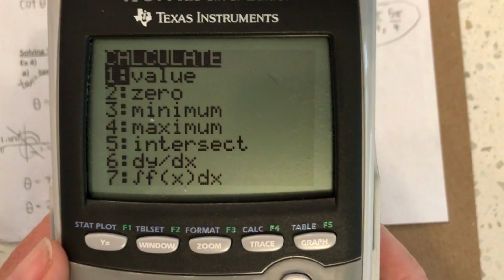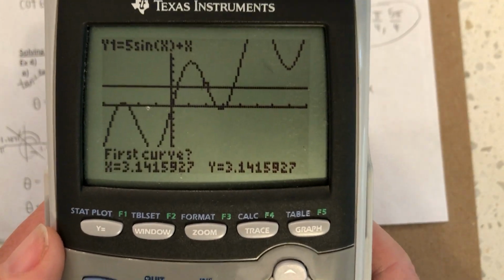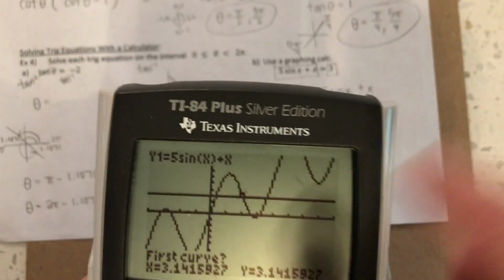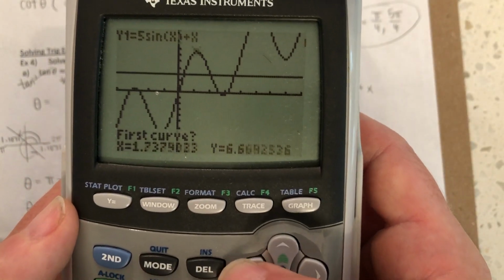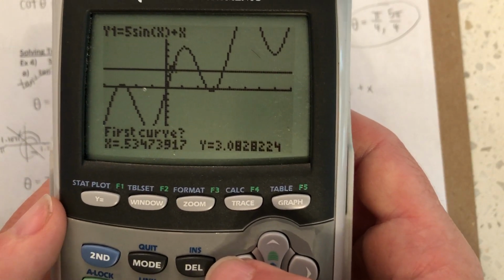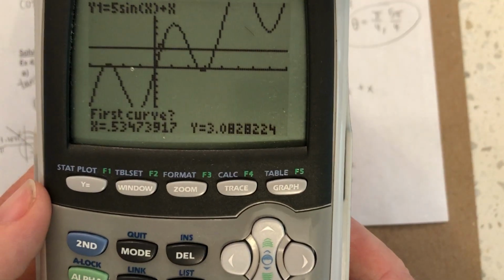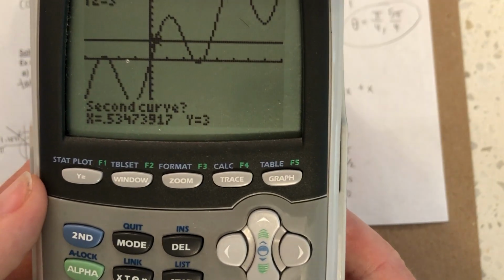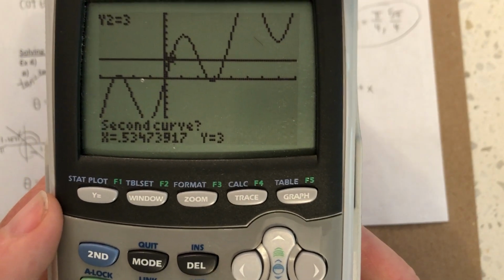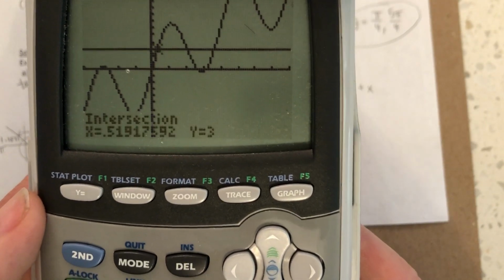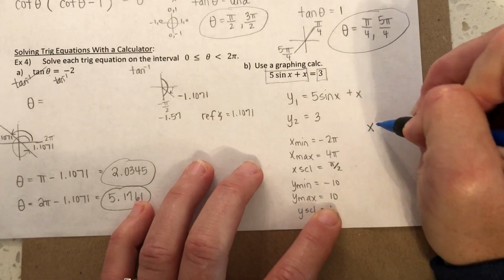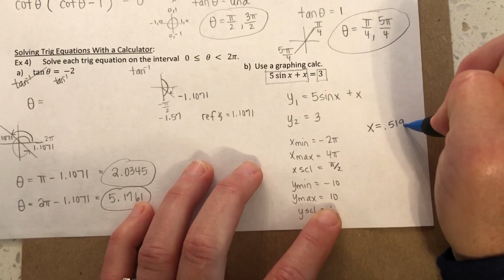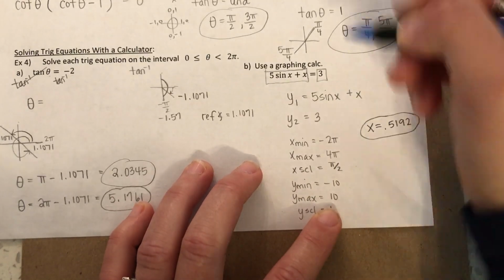Where do these graphs intersect? So hit 5, right? And then that little cursor, I'm going to try and find the first one first. Doesn't matter. I'm going to use my left arrow to move that cursor to where they first intersect. That cursor is on the sine curve right now. Hit enter. Then it jumps to the second curve, the straight line. And as long as it's close to that intersection point, you're good. So just hit enter, and then guess, yes. They intersect approximately when x equals 0.5192. So that's one angle that should make this equation true.